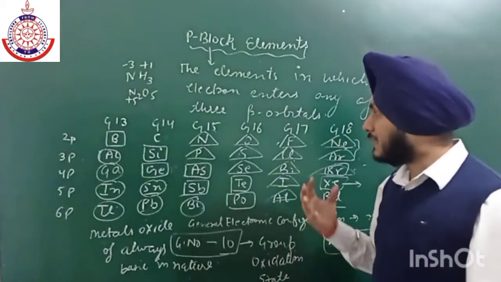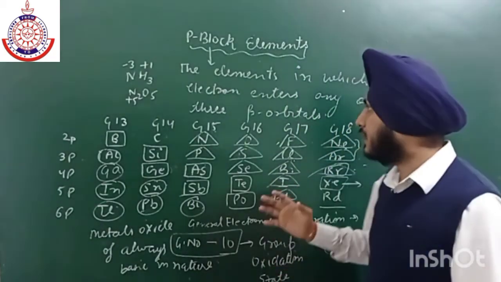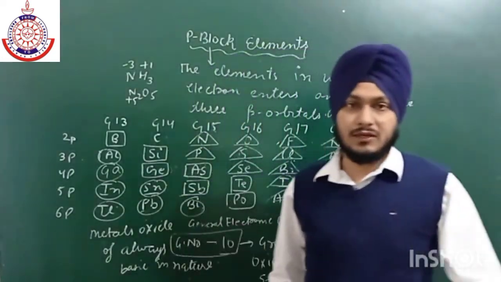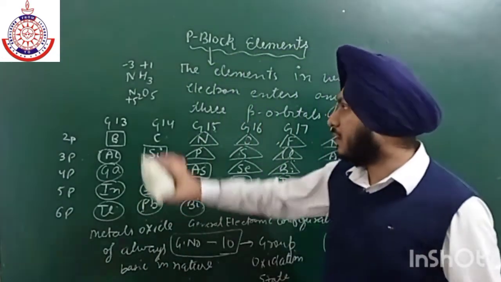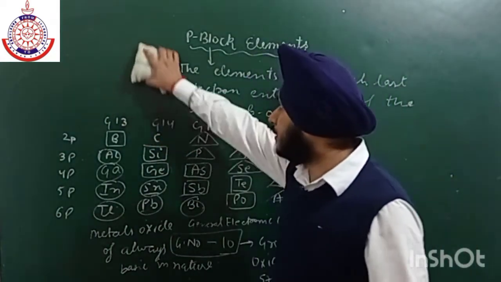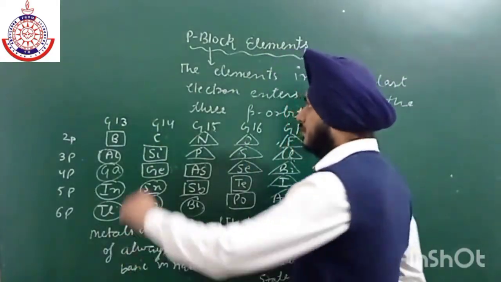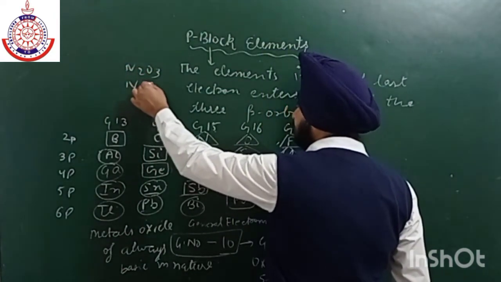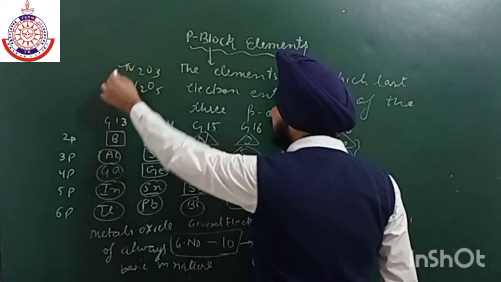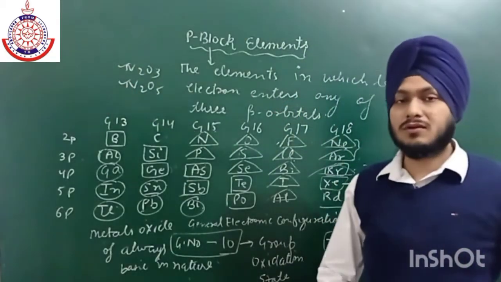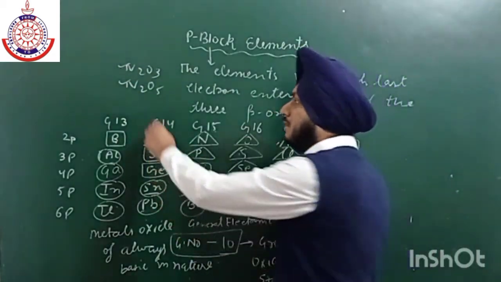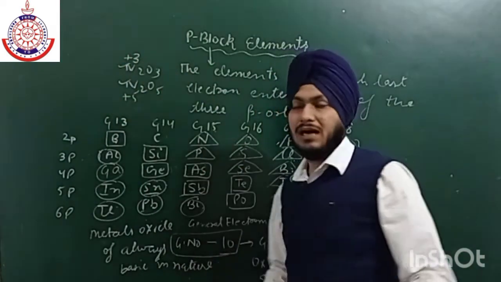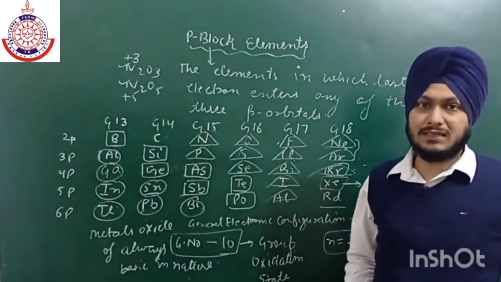And one more thing, as the oxidation number increases, like in case of nitrogen, nitrogen has a tendency to show oxidation states from -3 to +5. If we compare the acidic nature of N2O3 with N2O5, which is more acidic? N2O5 is more acidic because the oxidation number of nitrogen in N2O5 is +5, and in N2O3 it is +3. So the higher the oxidation number, the higher the acidic character.